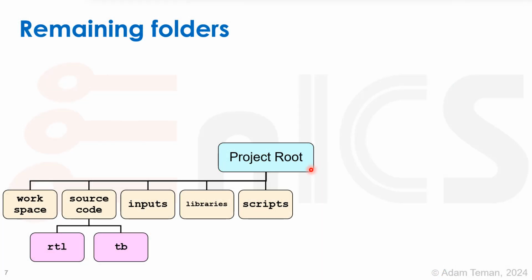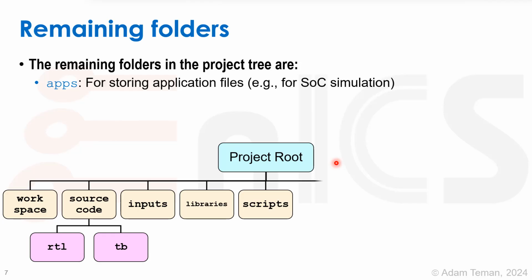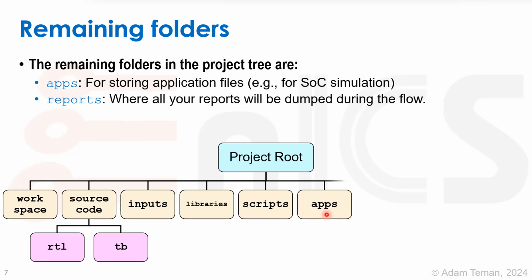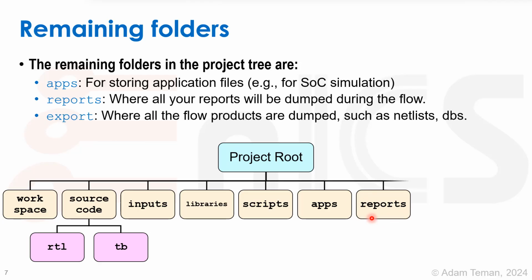The remaining folders that we have are apps, which is a place where we're going to be running all kinds of apps, different things when we do SoC simulation. We'll see that later on. Reports is where we're going to dump all the reports during our flow. There are going to be subfolders here for the different stages, but all the reports will be accessed through this reports folder. And export is where all the products are going to be: netlists, databases, GDSs, stuff like that. They're going to be under the export folder.